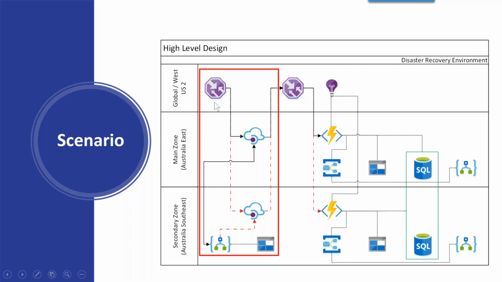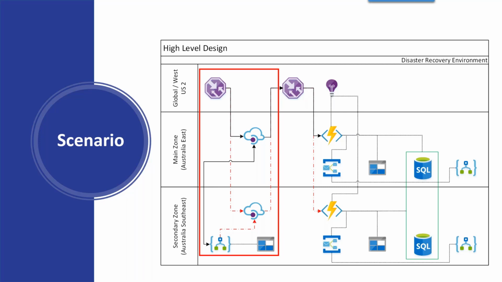What we're going to do is have a traffic manager that is fronting two different API management instances. And we're going to have a logic app that is dealing with the backup and restore in case we have any problems.